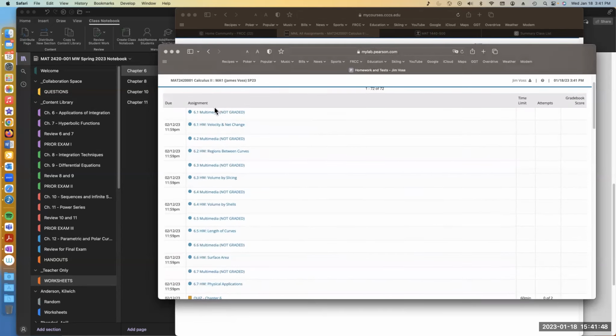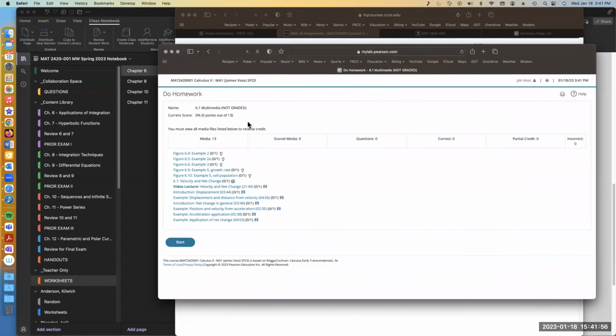And then there are these other assignments, if you will. They're not homework, but in order to incentivize you to watch some of the MyMathLab tutorials, I created an assignment that's holding the media for that section. You don't have to do anything in here, but these are videos and interactive figures.